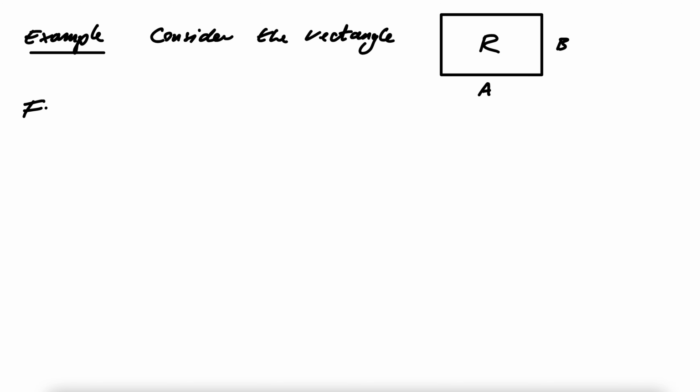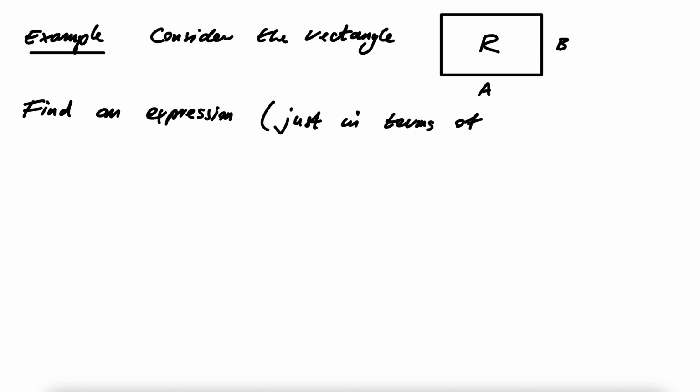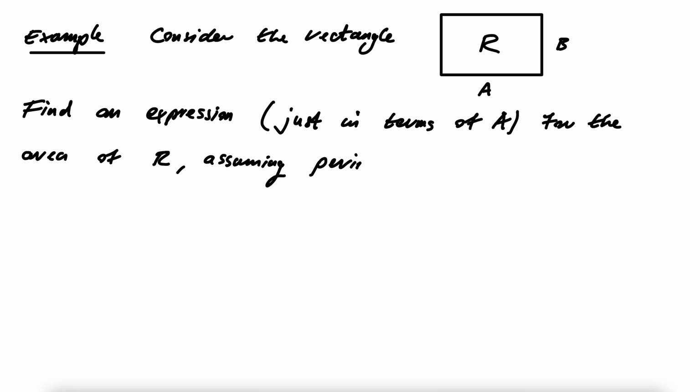Let's find an expression, a formula, just in terms of A, for the area of R, assuming, let's say, that the perimeter is 100. The perimeter of R is equal to 100.